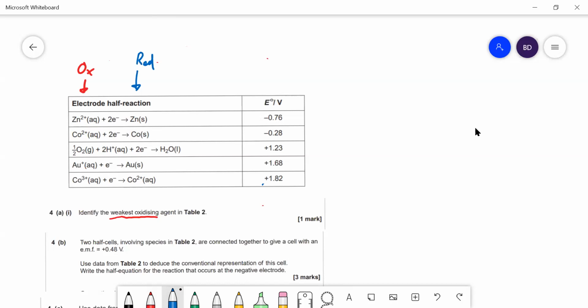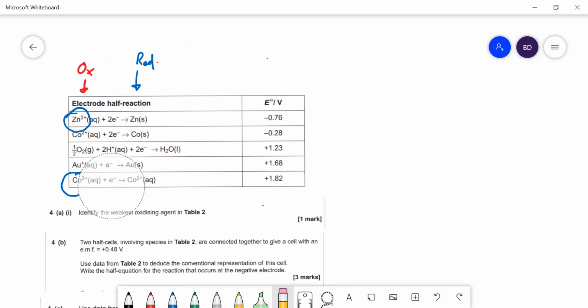It says the weakest oxidizing agent. Let's just think, what's the strongest oxidizing agent? It's going to be the cobalt, because that is the most positive value. So that's going to be the best at pulling electrons in, because electrons are negative, so the most positive value is going to be the best one. So that means the weakest oxidizing agent is the most negative one there. So that's the zinc 2+. That's not a very good oxidizing agent.